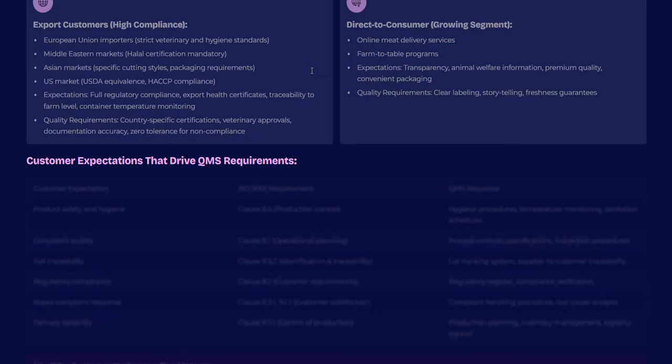Let's look at how our customer requirements derive quality requirements.